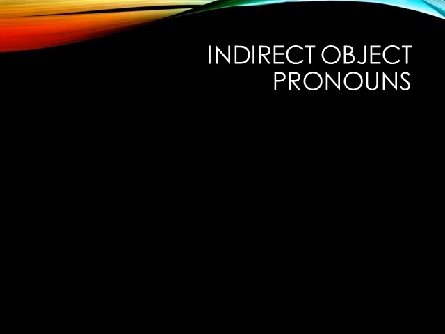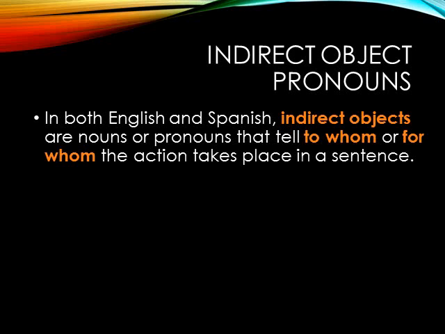All right, indirect object pronouns. So in both English and in Spanish, indirect objects are nouns or pronouns that tell to whom or for whom the action takes place in a sentence. Remember, 99% of the time they are people, and they will start with the word a or para and then a person's name. That's how you can find an indirect object in the sentence.